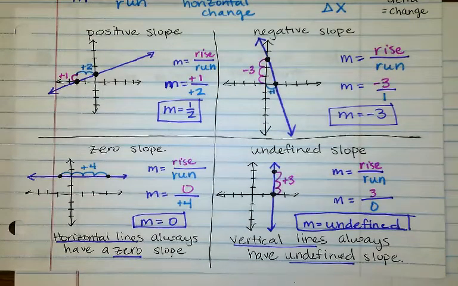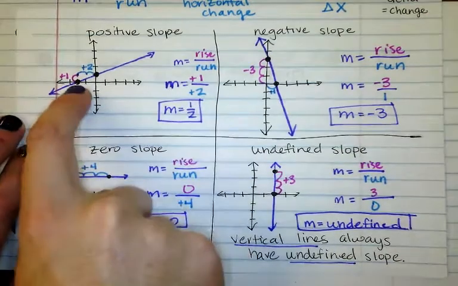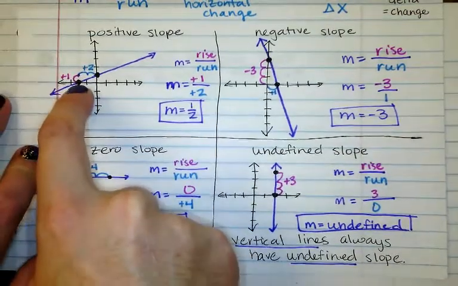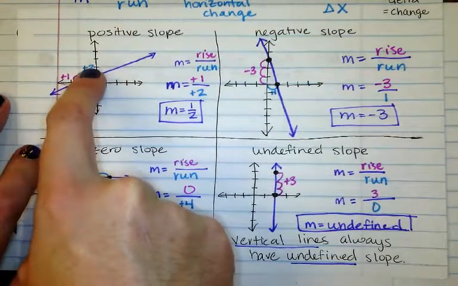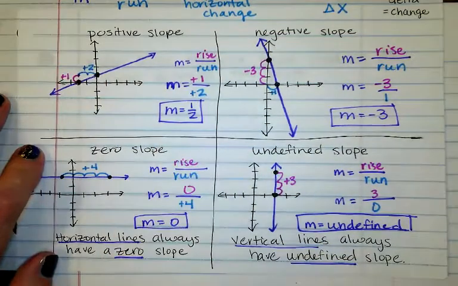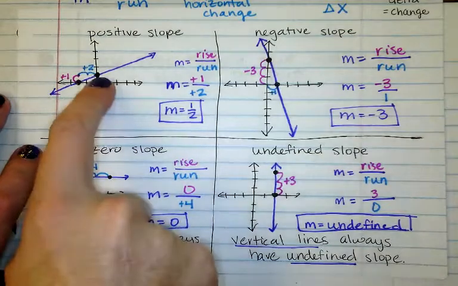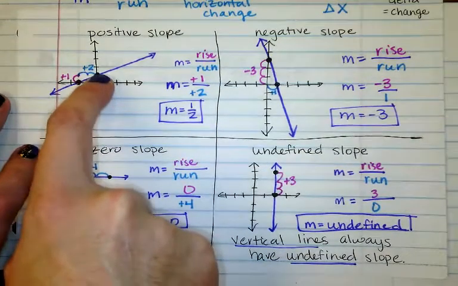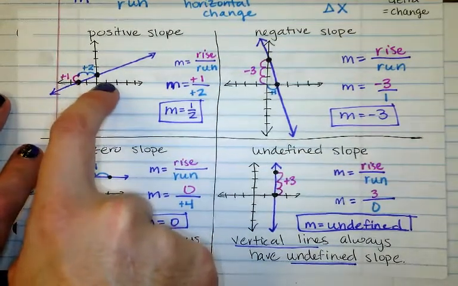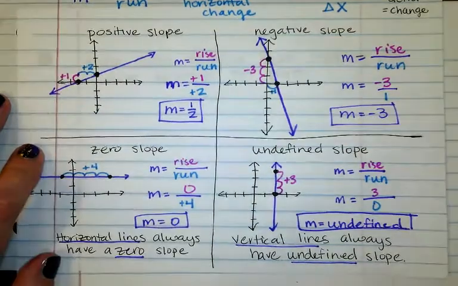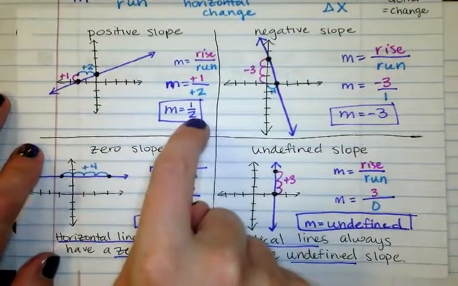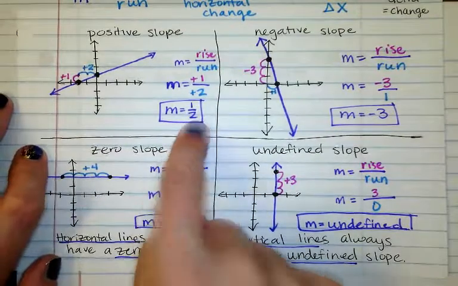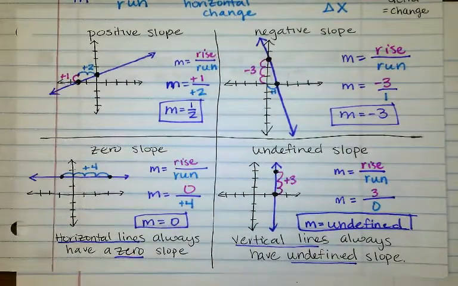Alright. So, guys, it doesn't matter which point you start with, because if I start with the left point, I go up 1 and right 2. So that's positive 1 over positive 2. If I start with my right point, I would go down 1 for negative and left 2. So it would be a negative over a negative. What would that still give me? Positive 1/2. So guys, it doesn't matter if you start with a point on the left or the right, because the negatives are going to work themselves out.